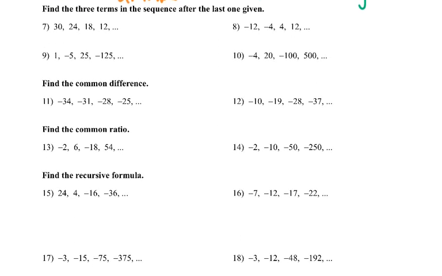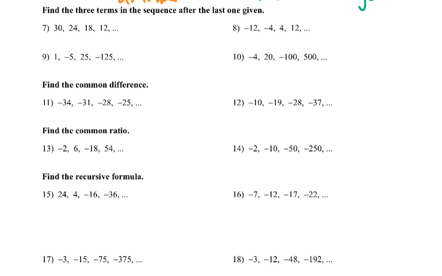Now, for the next 4, all we need to do is figure out what the pattern is and just continue it. Okay? So knowing if it's arithmetic or geometric is helpful, but basically you're just finding the pattern and completing it. Or at least going with the next 3. So 30 to 24 to 18 to 12. Hopefully we can see that we're subtracting 6 each time. So minus 6 would be 6. Minus 6 would be 0. Minus 6 would be negative 6.